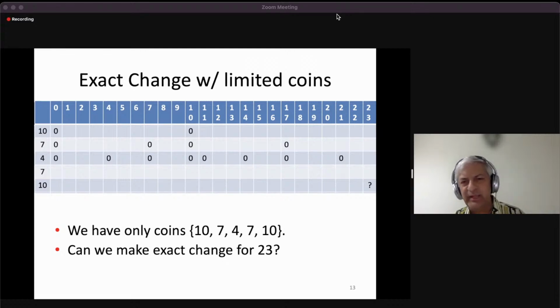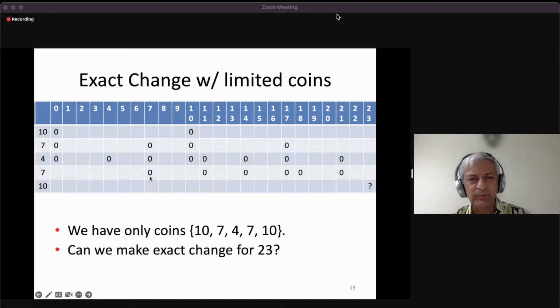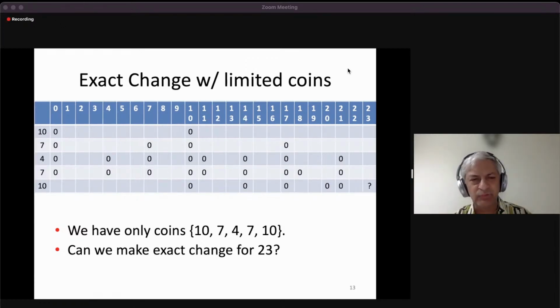Now let's go down to the next row. We now have an extra 7-cent coin. And what will happen is this 0 will give rise to a 7, this 4 will give rise to 11, the 7 will give you a 14, and so on and so forth. And so you get 7, 11, 14, 17, etc. And then you can also copy the zeros from the previous row, and so you'll get a whole bunch there.